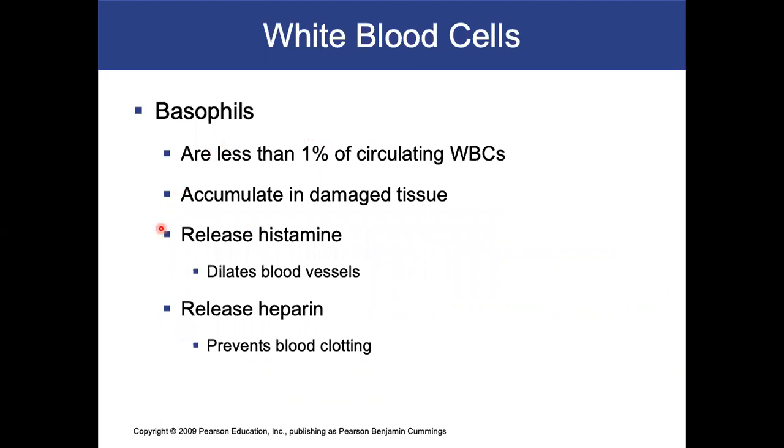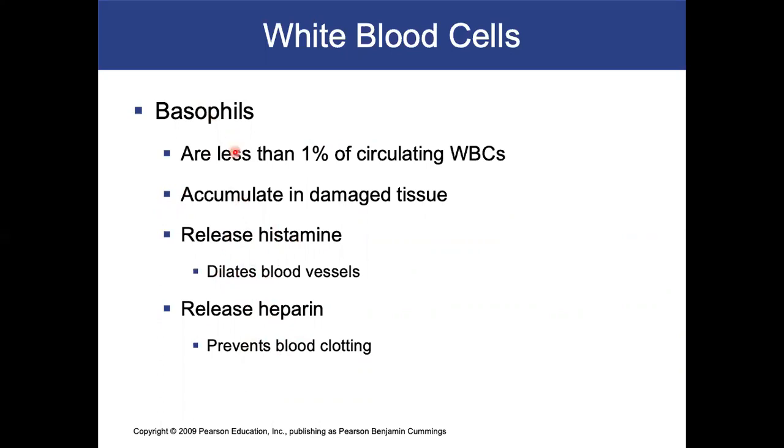Basophils release histamine and heparin. Okay. So they're going to accumulate in damaged and inflamed tissue. They're going to release histamine, which is going to dilate blood vessels, and they're going to release heparin, which prevents blood clotting. And so when you have an infection or when you have inflammation, basophils and mast cells are going to come to that area, and the basophils are going to release these, and that's going to cause the redness, the swelling, and the heat that you feel with inflammation.